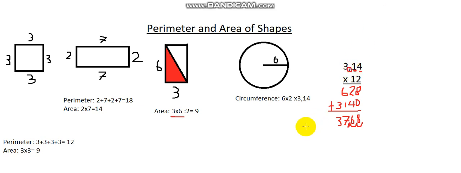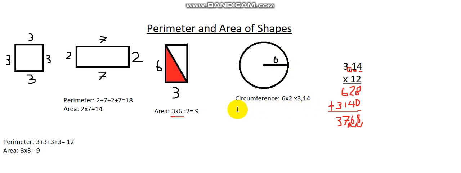Welcome to part 2. We are now continuing on to find the area of the circle. So we found the circumference. We said that we multiply the radius, which is 6, by 2, and then we take whatever we find and we multiply that by 3.14.